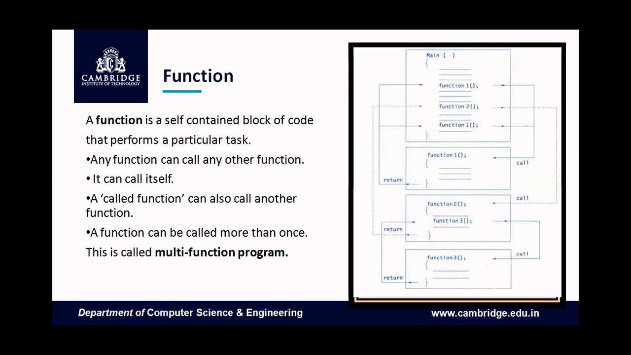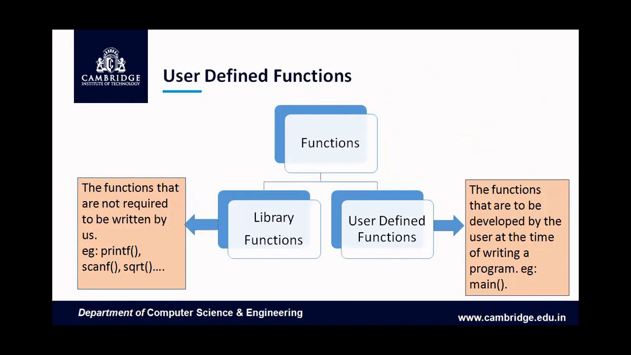Now we'll see what is the need of a function. Before that, we'll see what types of functions C supports. C basically supports only two types of functions. One is library functions, another one is user-defined functions. What are these library functions? The functions that are not required to be written by us. What is the meaning? We are not going to define anything here. It is already ready. It is available. We are just using them.